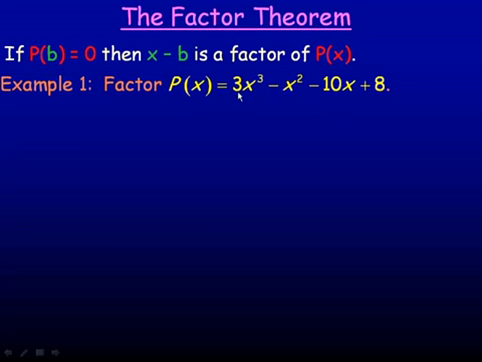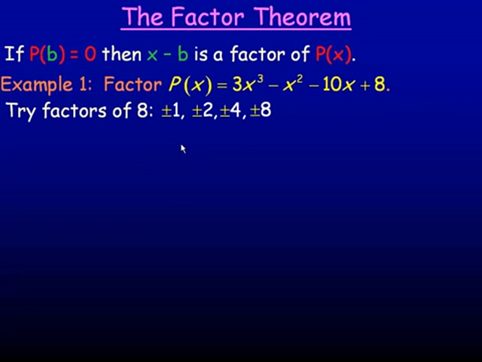The first one we're asked to factor is 3x cubed minus x squared minus 10x plus 8. The possible factors are x minus a constant, and that constant will likely be a factor of 8, the constant on the end here. So the numbers we would try, to find numbers that the division gives a remainder of 0, are factors of 8. And of course the factors of 8 are plus or minus 1, 2, 4, and 8. So actually 8 has 8 factors. And you just search for numbers that give a remainder of 0.